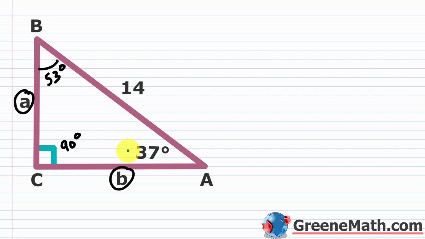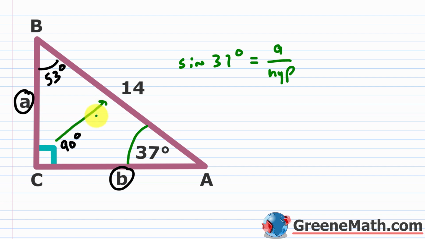I'm going to start with the fact that I was given this angle here, which is 37 degrees, okay? So I know that sine of 37 degrees is equal to what? It's opposite over hypotenuse, okay? So the opposite side here is this lowercase a. And the hypotenuse here is given as 14. Remember, the hypotenuse is always across from your right angle, okay? So this guy is going to be 14, okay?